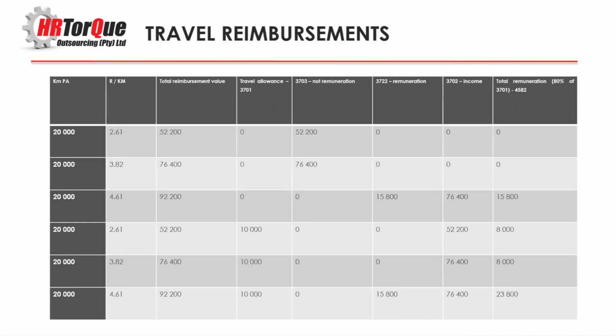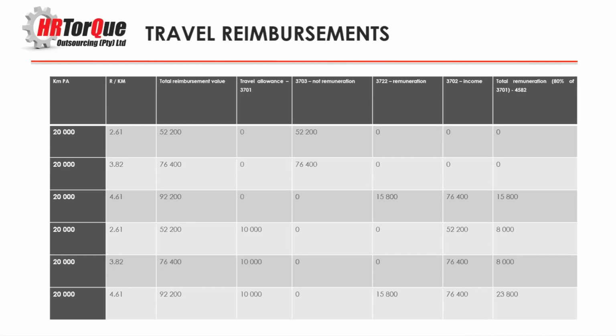Third scenario, you'll notice straight away that the employee is being reimbursed above the SARS rate. He's being reimbursed 92,200 Rand because he's getting 20,000 kilometers at R4.61. As I said, the amount at the SARS rate, 20,000 times R3.82, which is 76,400, has to be reported in code 3702. The balance reimbursed over the SARS rate has to go to code 3722, which is the 15,800. That amount exceeding the SARS rate is going to be taxed in that month.